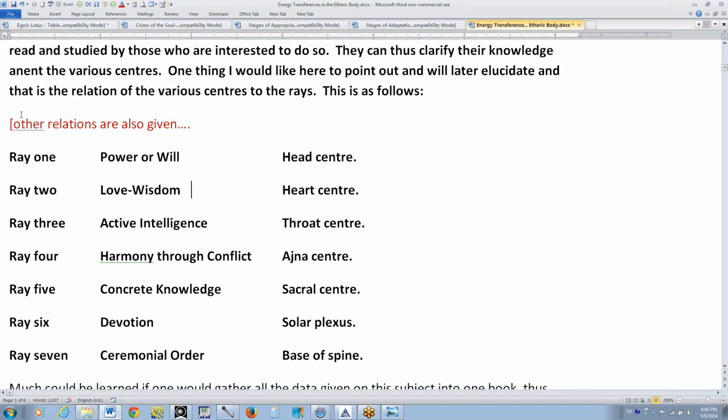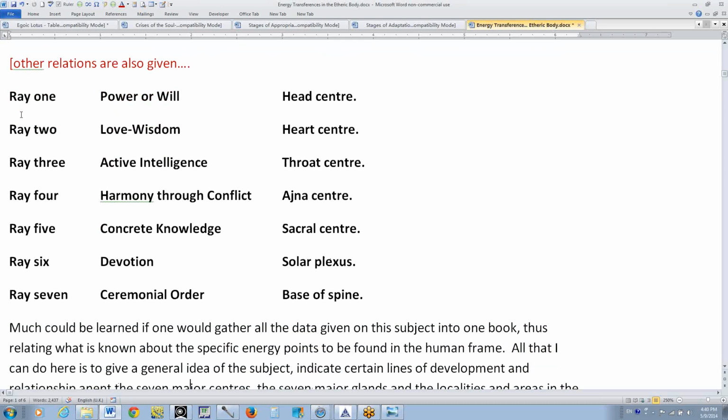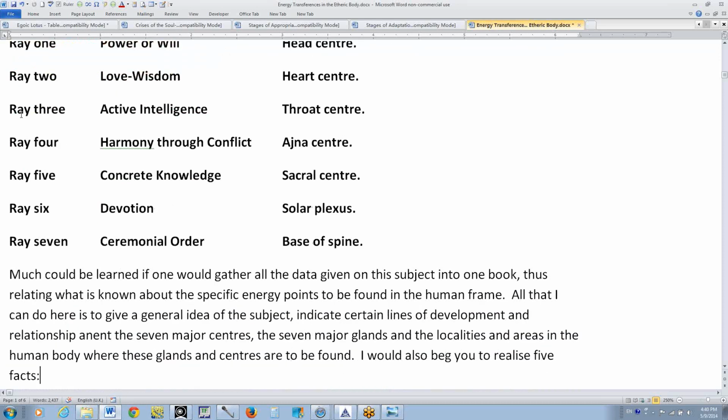Just going through these things, because these are the kinds of things we will want to correlate as we begin to discover what it is that people are doing when they're passing through a particular petal phase. Much could be learned if one would gather all the data given on this subject into one book. Thus, earlier he warns us, just don't do that for the unready.